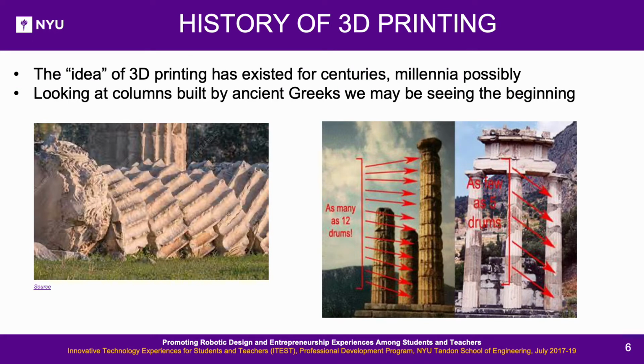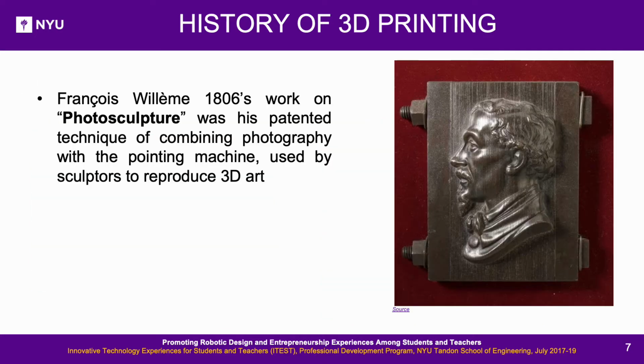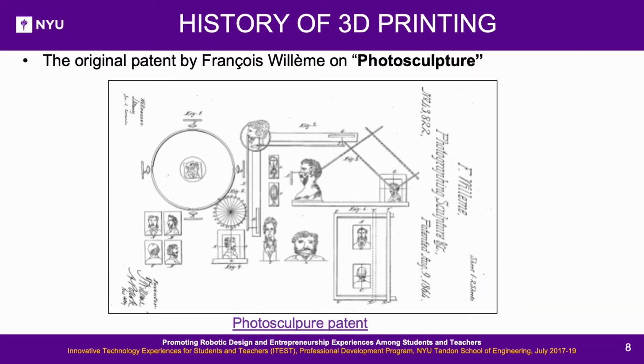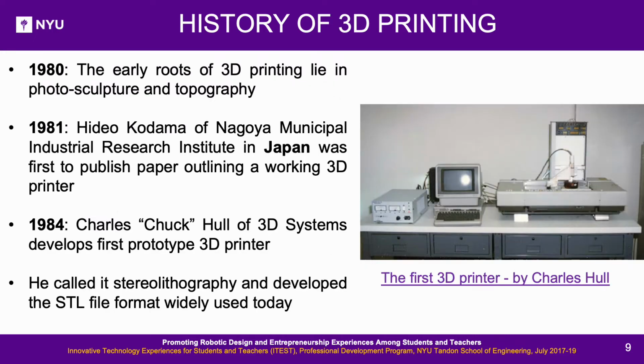History of 3D printing. The idea of 3D printing has existed for centuries, possibly millennia. By looking at columns built by the ancient Greeks, we may be seeing the beginning. François Willème's 1860 work on photosculpture was his patented technique of combining photography with the pointing machine, used by sculptors to reproduce 3D art. Here, we can see the pattern of the photosculpture, and how the idea was built. In 1980, we saw the early roots of 3D printing in photosculpture and topography.